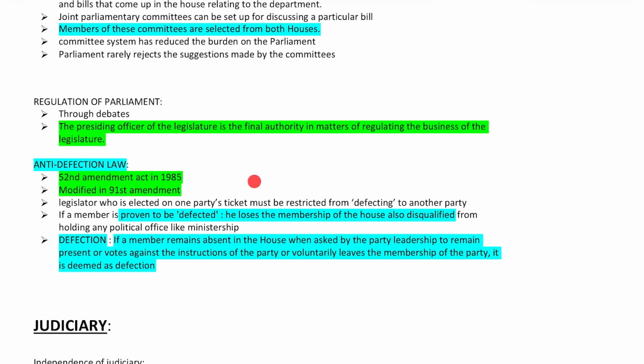A legislator who is elected on one party's ticket must be restricted from defecting to another party. If a member is proven to have defected, he loses his membership of the House. He is also disqualified from holding any political office like ministership. Defection is if a member remains absent in the House when asked by the party leadership to remain present, or votes against the instruction of the party, or voluntarily leaves the membership of the party. It is deemed as defection.